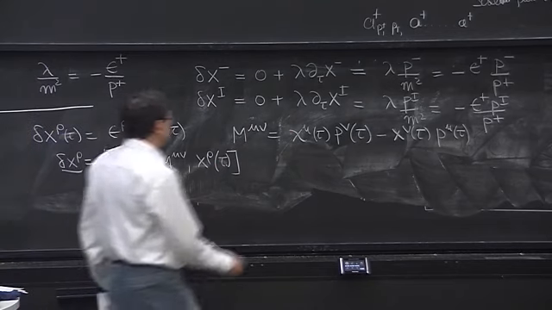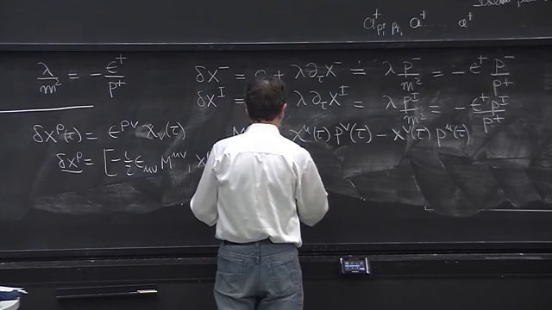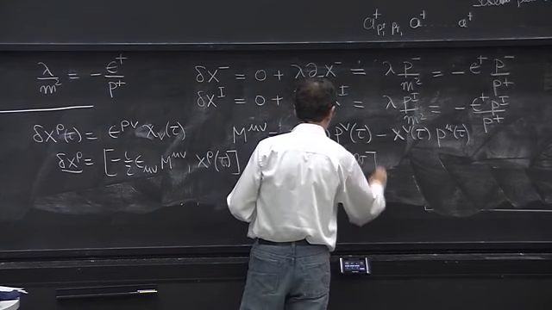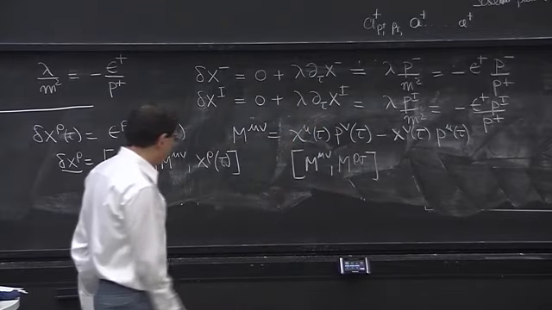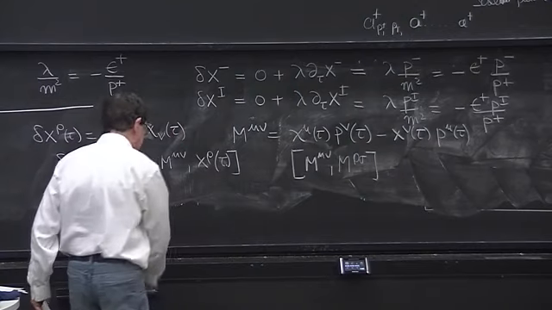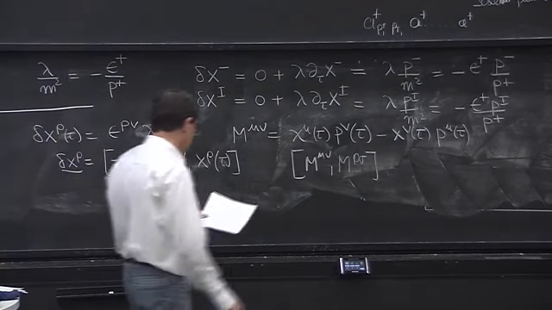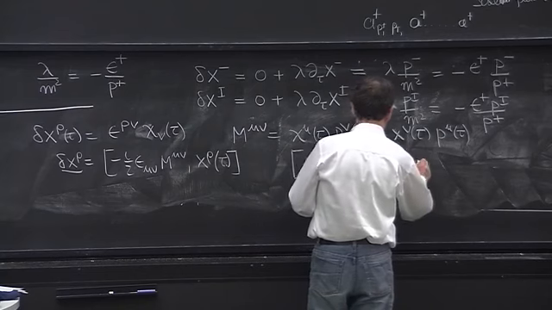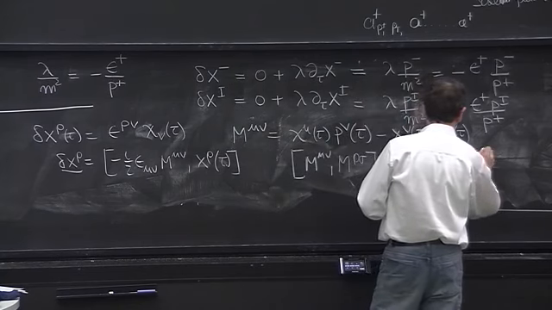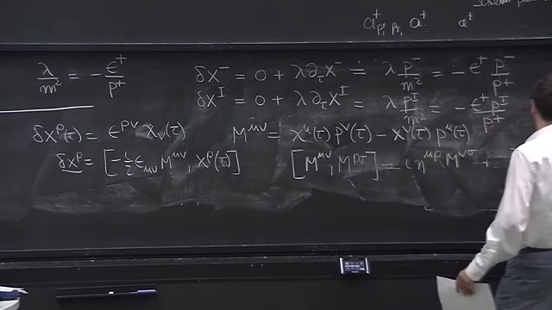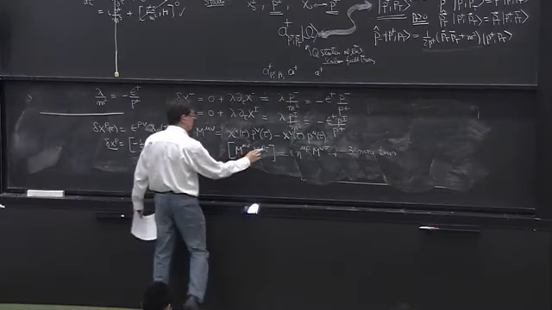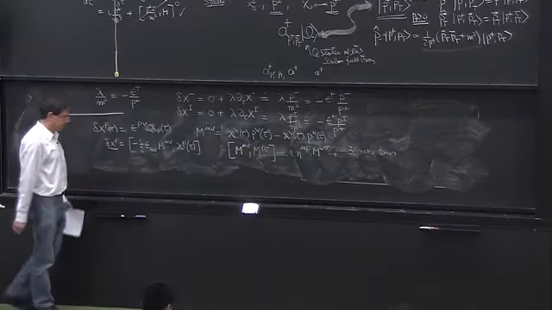And what algebra do the M's satisfy? They satisfy M mu nu, M rho sigma. You can compute their commutator, it is the Lorentz algebra. Probably you talked a little about it in quantum field theory. It has an i, eta mu rho M nu sigma, plus three more terms, to implement the mu nu symmetry and the rho sigma symmetry.